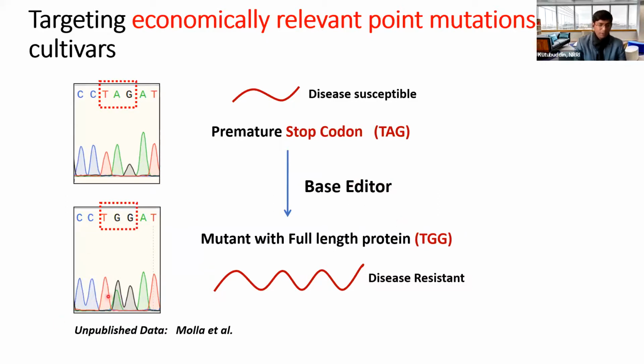Now what we did, we applied a base editor to convert TAG to TGG, and you can see from this result that we could obtain a conversion of TAG to TGG. So TGG is not a stop codon now. It's now a green signal for the machinery. So now it would produce the whole length of protein and the plant would be disease resistant. It has not been published, but the work is going on.